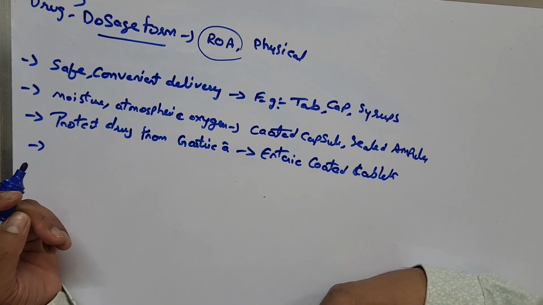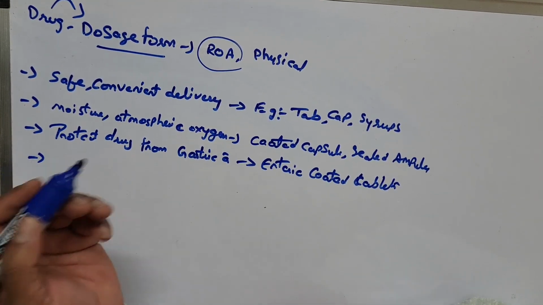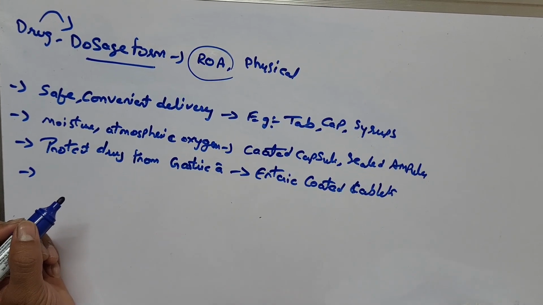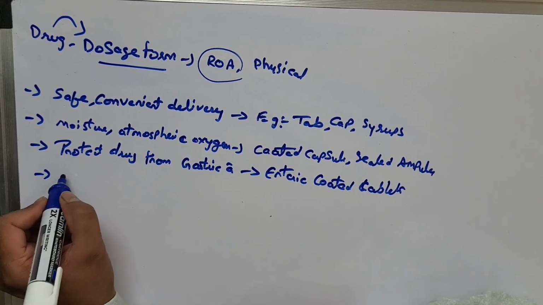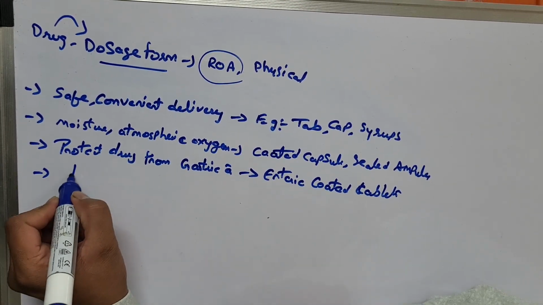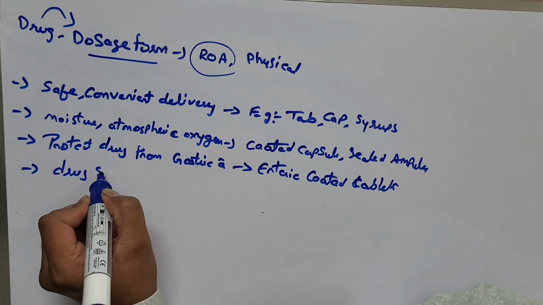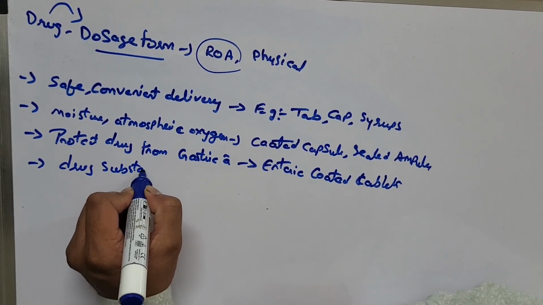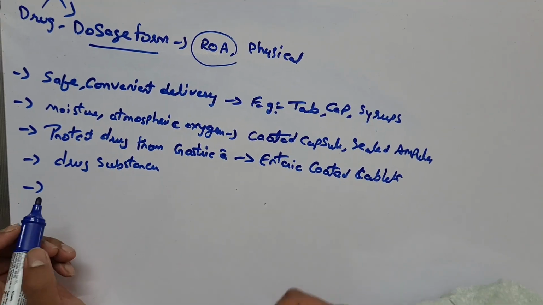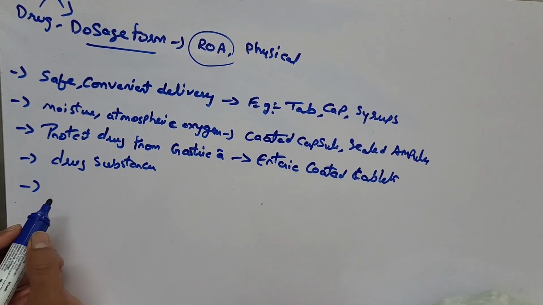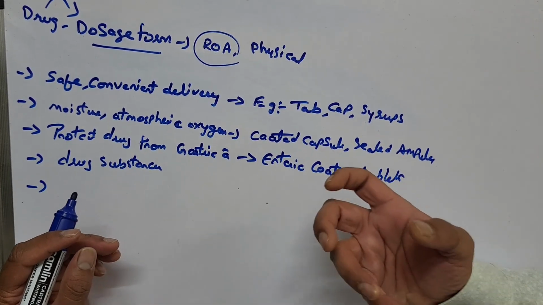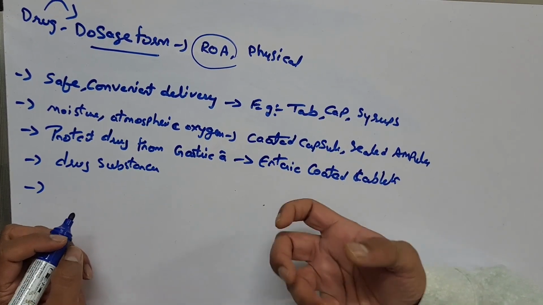And you can think about why we need these forms. To mask the bitter taste and odor of the drug substances. And if you take liquid preparations, any drug we can convert in the form of liquid preparations, semisolids, or solid forms.